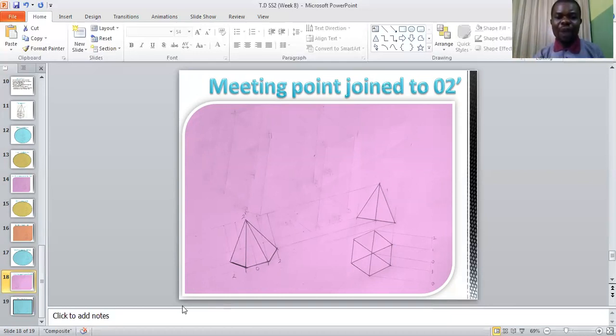So you remember we stopped here. We also stopped here. Then at this point now, you draw it to make the apex. That is the 2' apex. Now, you also draw it from here to make the apex. You have gotten the pyramid.